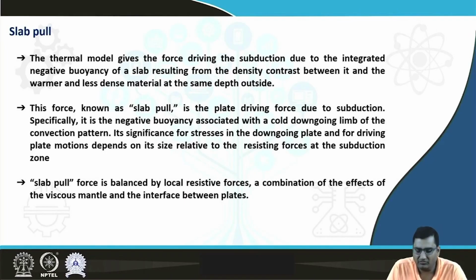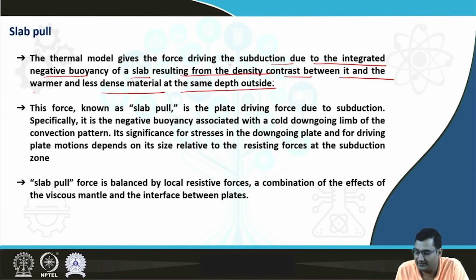Now let's talk about the slab pull. The thermal model gives the force driving the subduction due to the integrated negative buoyancy of a slab resulting from the density contrast between it and the warmer and less dense material at the same depth outside. The force known as the slab pull is the plate driving force due to subduction, and specifically it is the negative buoyancy associated with the cold downgoing limbs of the convection pattern.